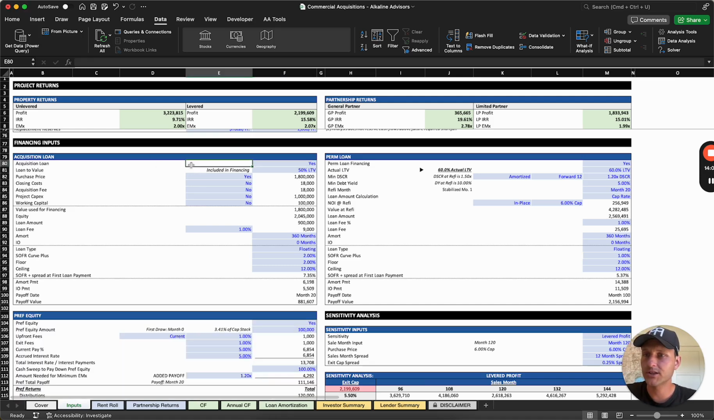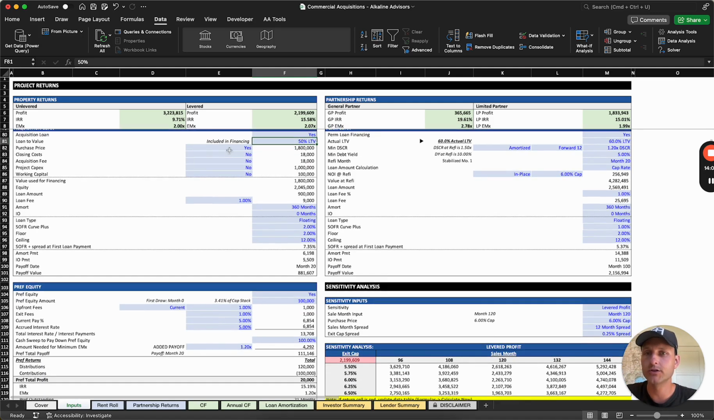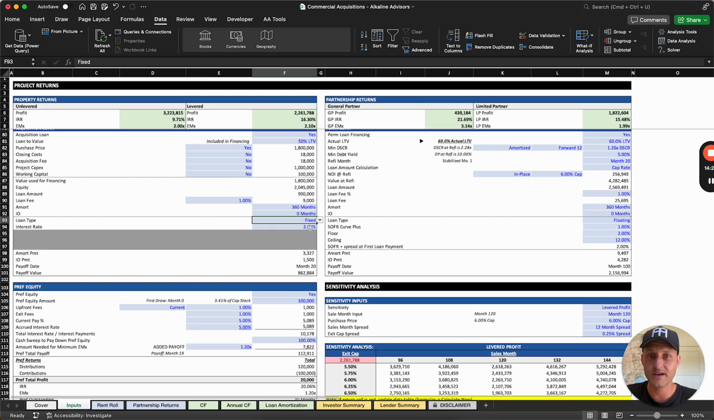So for the acquisition loan, you can choose what the loan to value is, and you can choose what portion of the deal is financed. So is the purchase price, closing costs, acquisition fee, project capex, and working capital all financed? You can toggle yes or no. What's the loan fee? What's the amortization period? Is there any interest only? And then what's the loan type? Is it a fixed or floating loan? If it's fixed, you just plug that in.